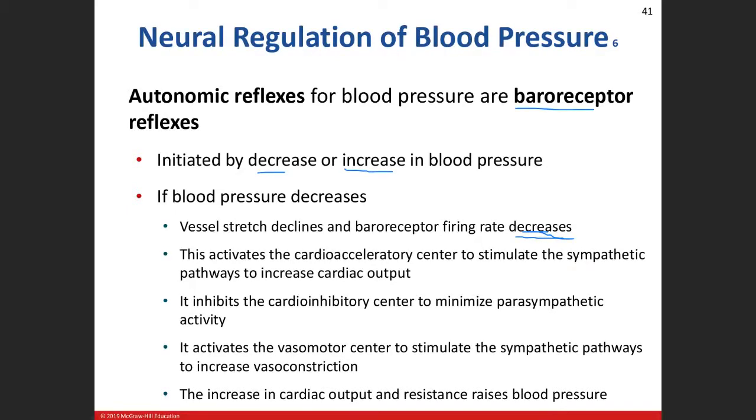So this is what happens. Your blood pressure is decreasing for whatever reason. Say you're hemorrhaging. Okay, you're losing blood. We've got to respond. So that's going to activate the cardioacceleratory center.